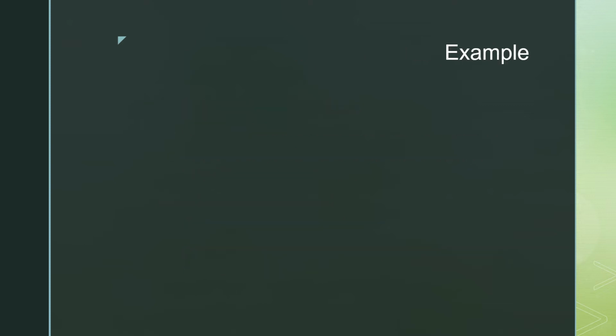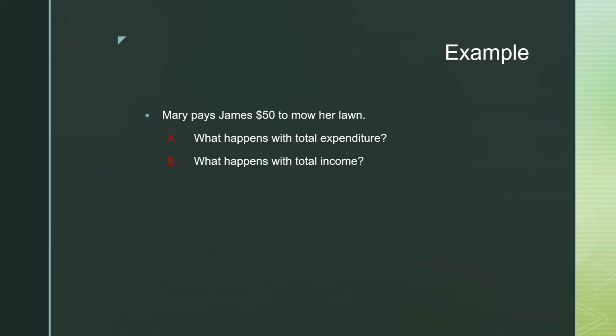Now let's look at an example to show why income equals expenditure. Well, let's say you have this transaction. Here, Mary pays James $50 to mow her lawn. Okay. Now, what happened with the total expenditure and what happened with total income? Well, in this case, obviously, James is a seller, right? He provides a service to Mary. So in this case, Mary is a buyer, right? Because she hired James to mow her lawn.